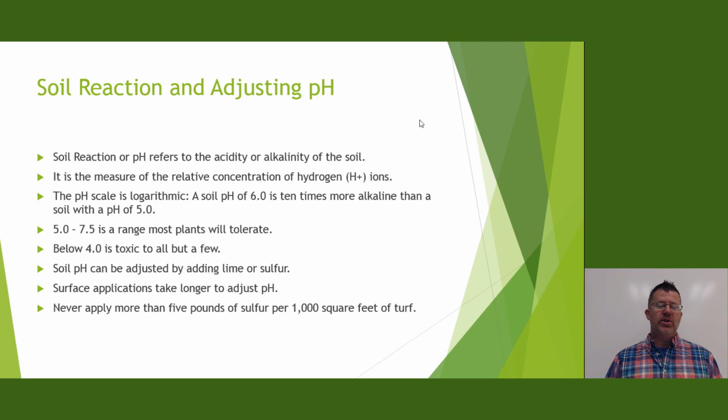Soil pH can be adjusted by adding lime or sulfur. Surface applications take longer to adjust the pH. They do have these new quicker-release lime applications that you can put out. But the traditional lime that creates all the dust and everything is going to take much longer to adjust that pH. And again, never apply more than 5 pounds of sulfur per 1,000 square feet of turf.